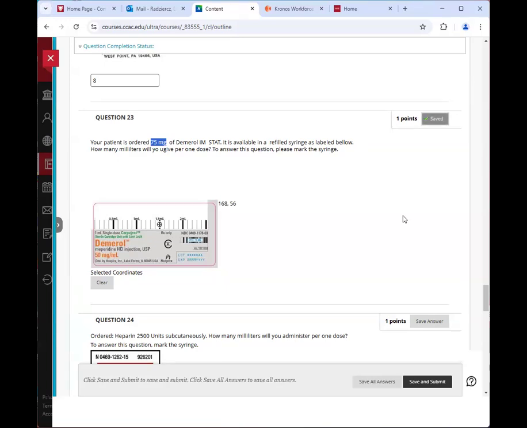I think if you mark the number, you'll be fine. Again, if you make a mistake, just hit clear. And then you can put it where you want it to be.